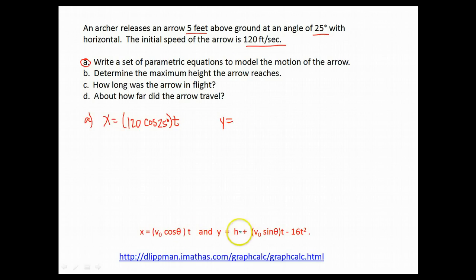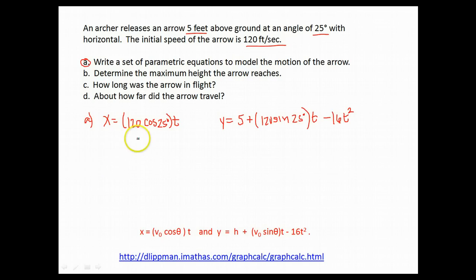Now h is the height above the ground it was launched at. It was launched 5 feet above the ground, so my initial height was 5. Plus, and here is my initial speed again, 120. This time it's the sine of our angle of 25 degrees times t, and then minus 16t squared. Okay, so those are my equations.